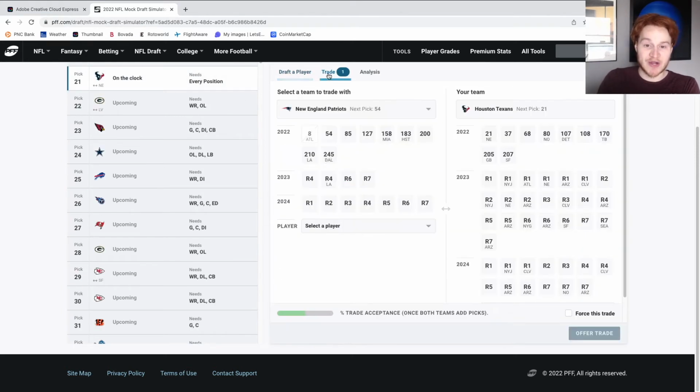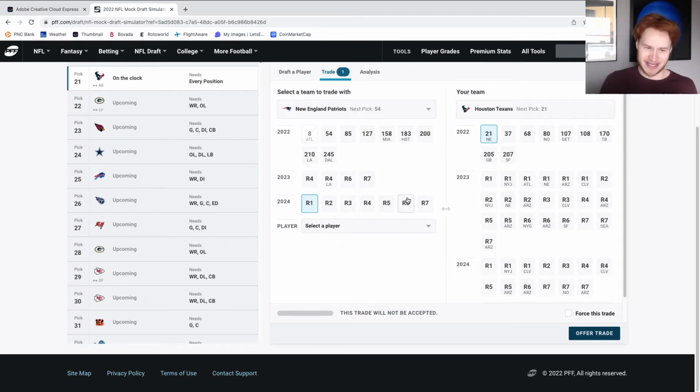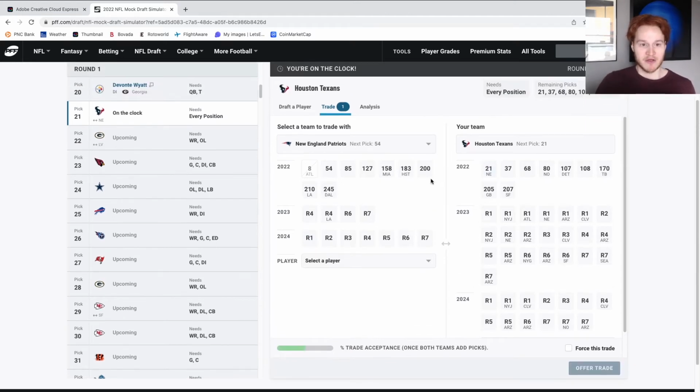Now we're going to go ahead and trade with a team. We want your 2024 first rounder. Oh, come on. New England, you are greedy. You want the number 21 overall pick, but you're not willing to give up a first rounder? Bill Belichick is Satan himself. Do I have to trade with this team, though? I have to trade with them. So, how do I do this?